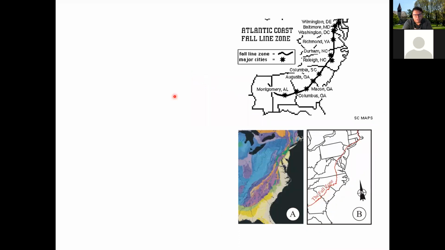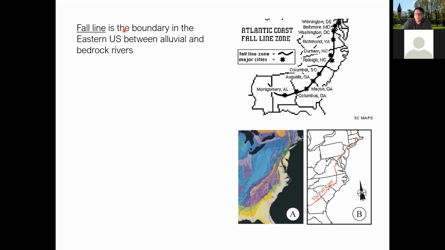The types of river channels are often quite important to society in terms of how they've been used historically. If you look at some of the major cities in the United States, use this example in the Atlantic coast of something called the fall line. So the fall line is the boundary. It's a term derived from the eastern United States. It's the boundary between the alluvial and bedrock aquifers.